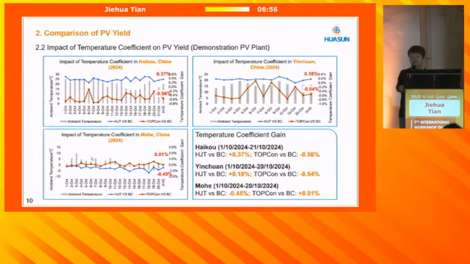This data is based on PV plants compared to BC. In Haikou, IGT has a 0.37% gain. TOPCon has a 0.56% decline. In Yinchuan, IGT has a 0.18% gain. TOPCon has a 0.54% decline. In Mohe, IGT has a 0.45% decline. TOPCon has a 0.0% gain.